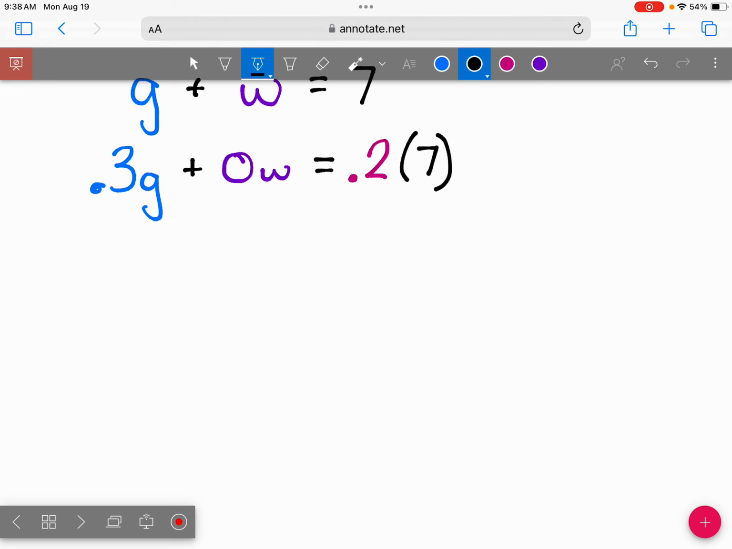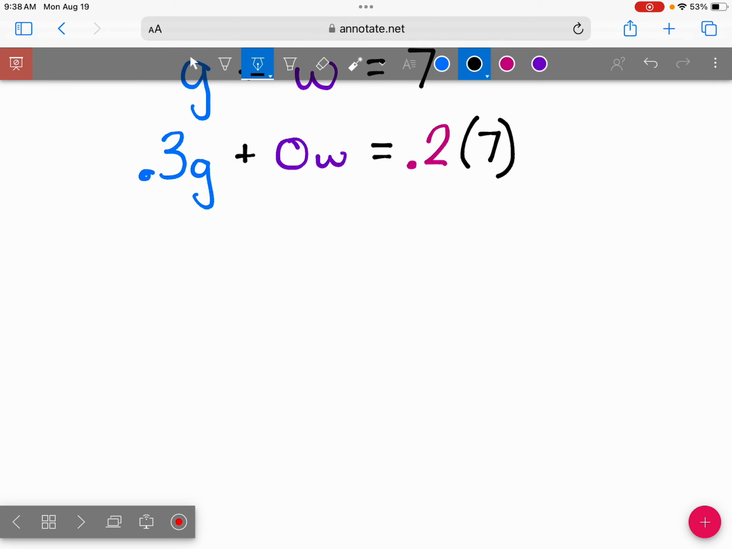We can absolutely use substitution if we want to. Elimination? We could use elimination if we want to. We can multiply the 0.2 and the 7. What else is kind of nice in this second equation? There's a 0. We love zeros. Because this becomes 0.3 G. 0 times W is just 0. And we need that to equal 0.2 times 7, which is what? Careful. 1.4.